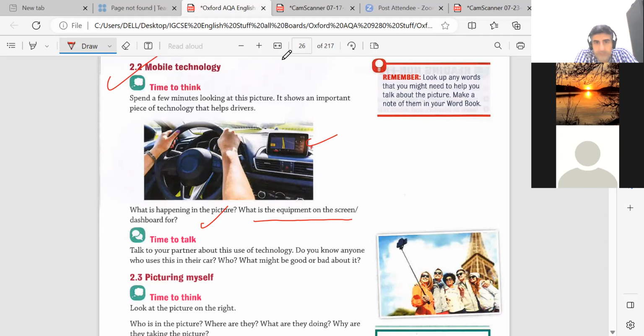Can you see my screen? What is the word? Here, mobile technology, Khalid. Oh, okay, the title.